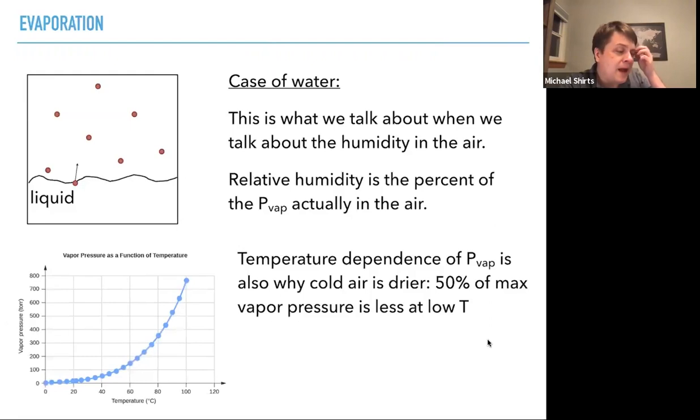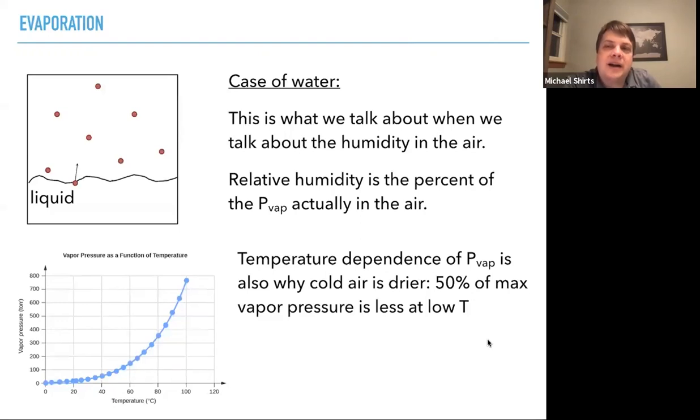So when we talk about relative humidity, we're talking about the percentage of the vapor pressure that's actually in the air. We say, oh, it's 80% humidity out. That means the current amount of water in the air is 80% of the vapor pressure. So it's not yet in equilibrium. If you were near a large body of water and just sitting there with a container about you, it would keep rising until it did reach the vapor pressure.